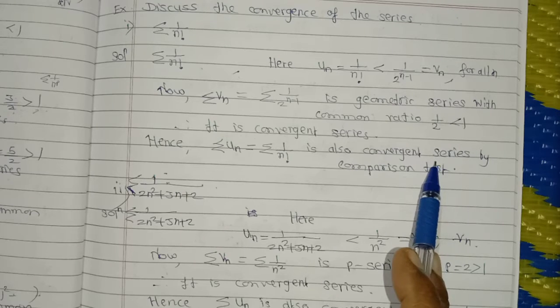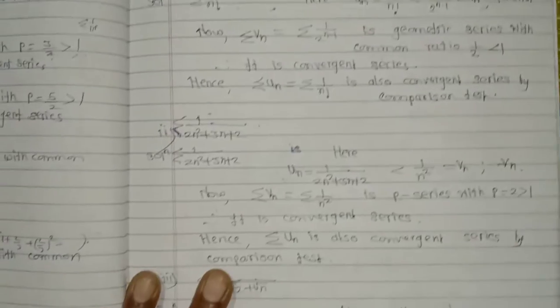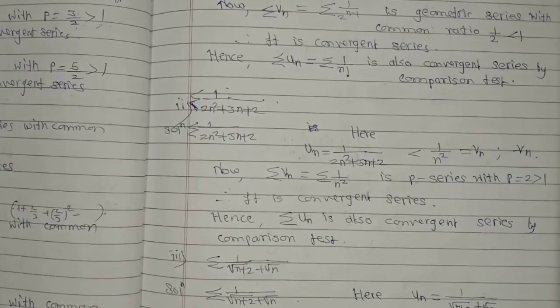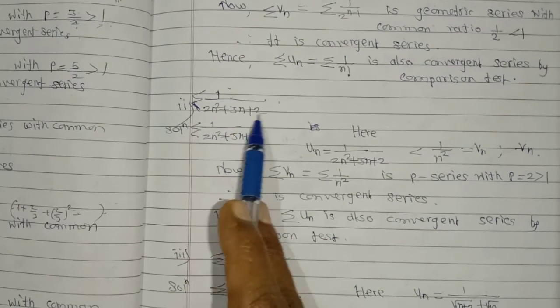Now we consider another example, summation 1 upon 2n square plus 3n plus 2. We write given series in the solution. Here un equal to 1 upon 2n square plus 3n plus 2.